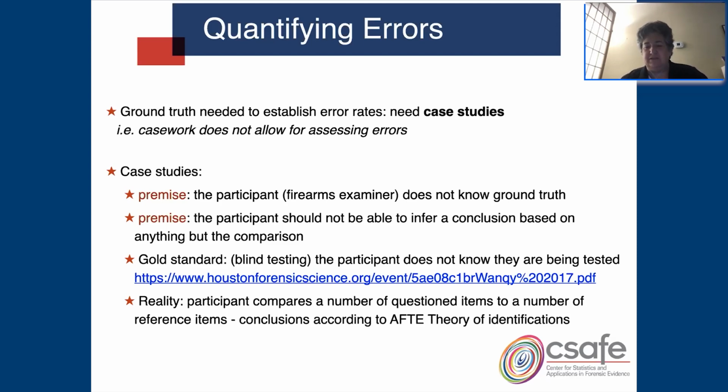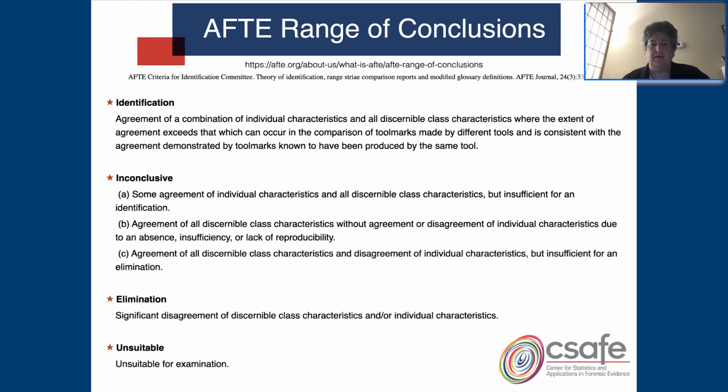AFTE is the Association of Firearms and Tool Marks Examiners. There's a set of rules for conclusions published in different avenues, but this is from the AFTE journal. So the range of conclusions essentially has 4 outcomes. The first one, please look at the very bottom.